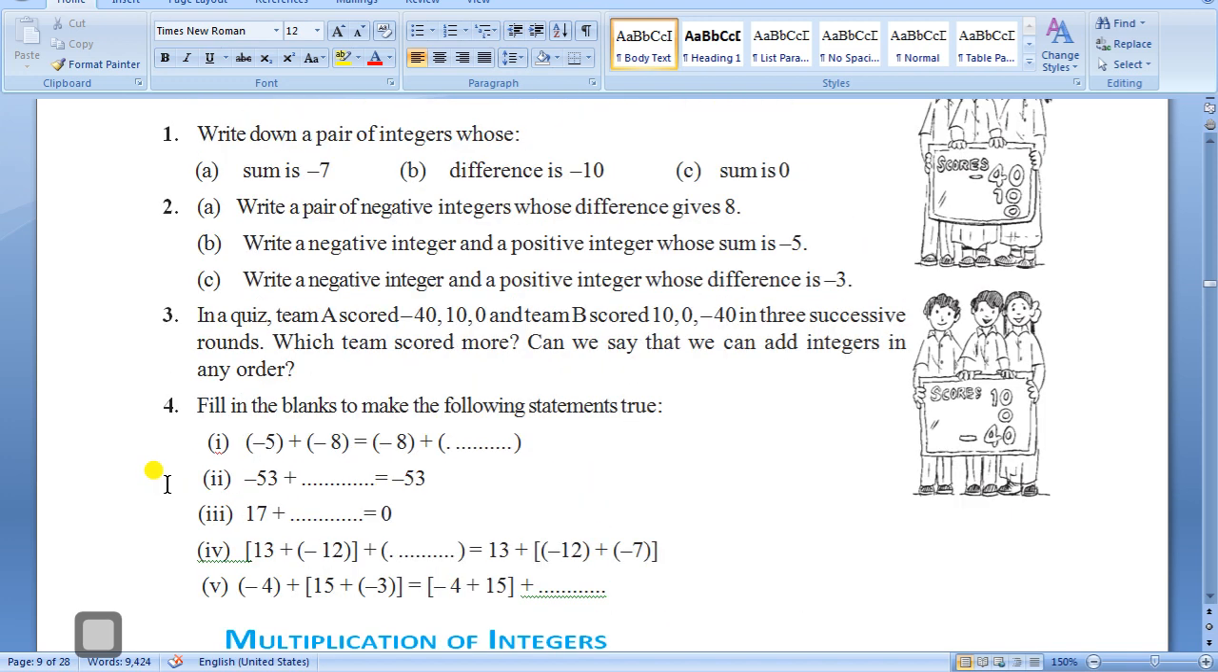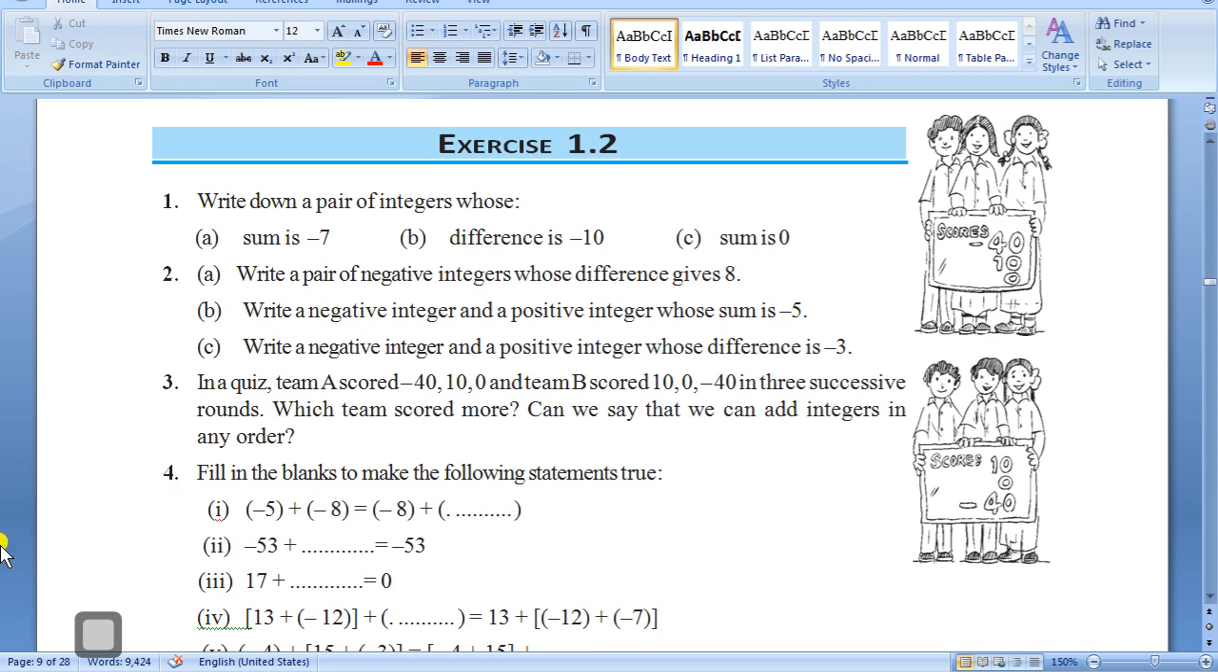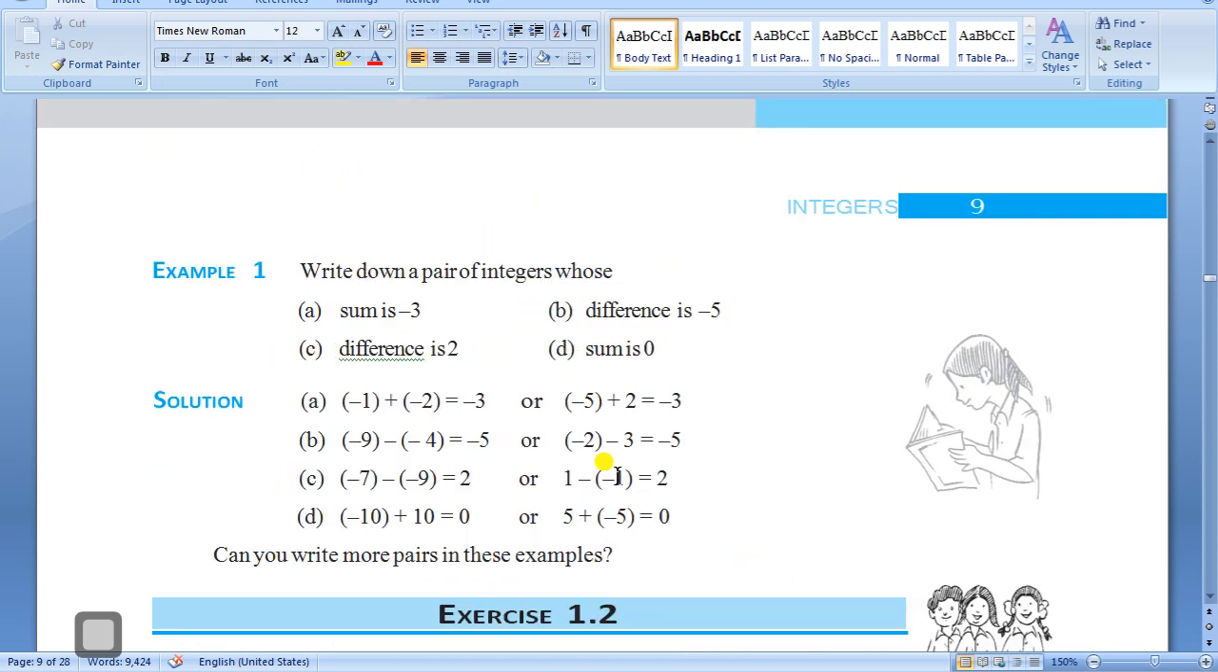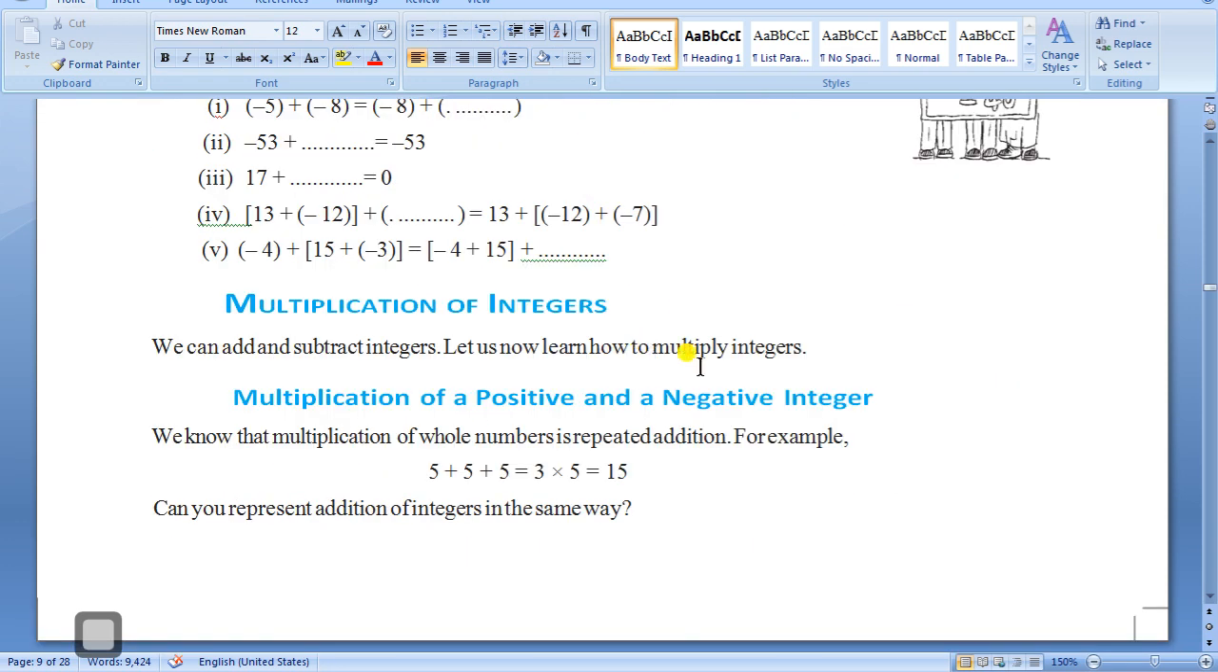In this exercise 1.2, we will do it later on, right? In the next video we'll see exercise 1.2, right? We will find the properties of integers in this case, right?